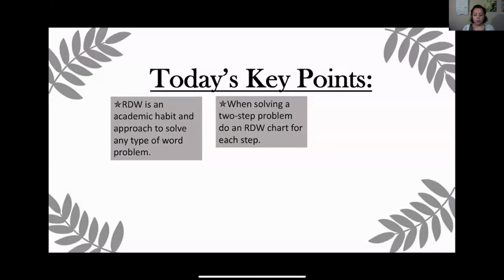Let's go really quick over today's key points. Today we reminded ourselves that RDW is an academic habit and an approach to solve any type of word problem, including two-step word problems. When solving a two-step problem, do an RDW chart for each step.